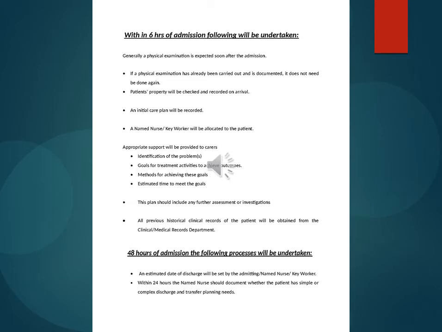Appropriate support will be provided to carers. Identification of the problem. Goals for treatment activities to achieve outcomes. Methods for achieving these goals. Estimated time to meet the goals. This plan should include any further assessment or investigations. All previous historical clinical records of the patient will be obtained from the clinical / medical records department.